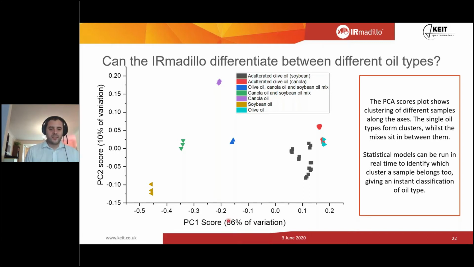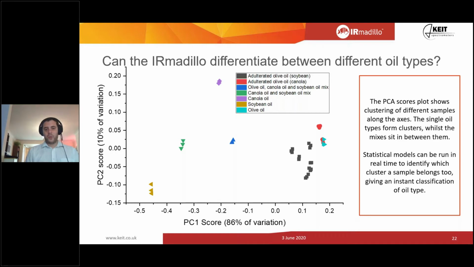And then this number down here tells us how much of that variation is captured by that. So 86% of all the change we see in our spectra is captured by PC1. The next 10% is captured by PC2. Add those two together and you've got 96. That's a huge amount of your variation already captured.